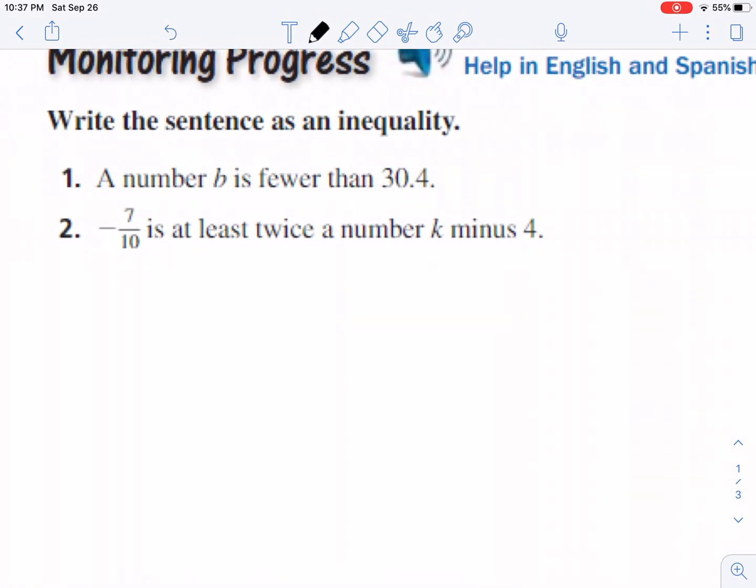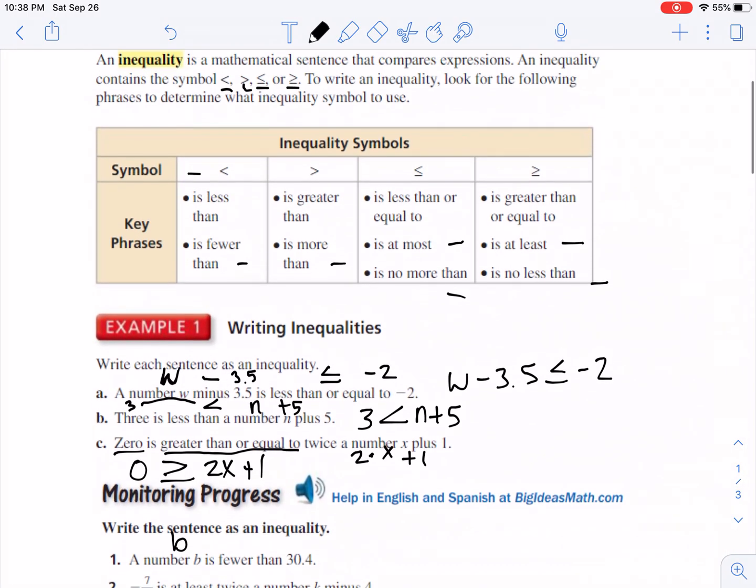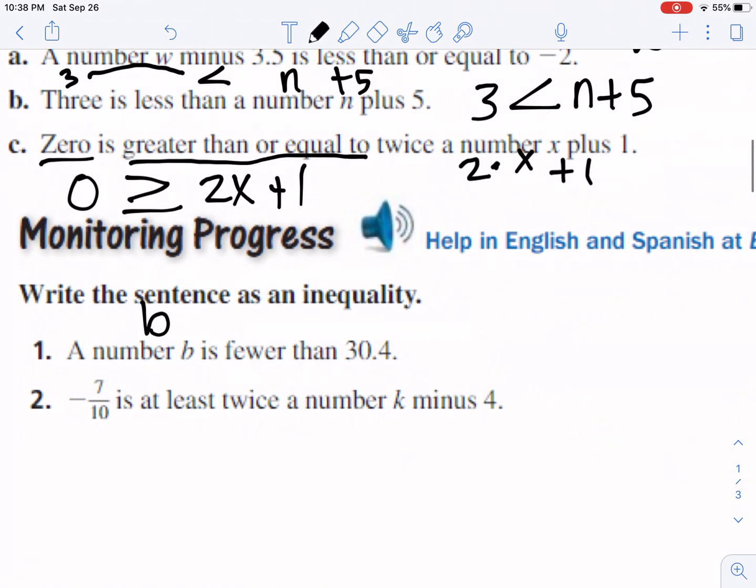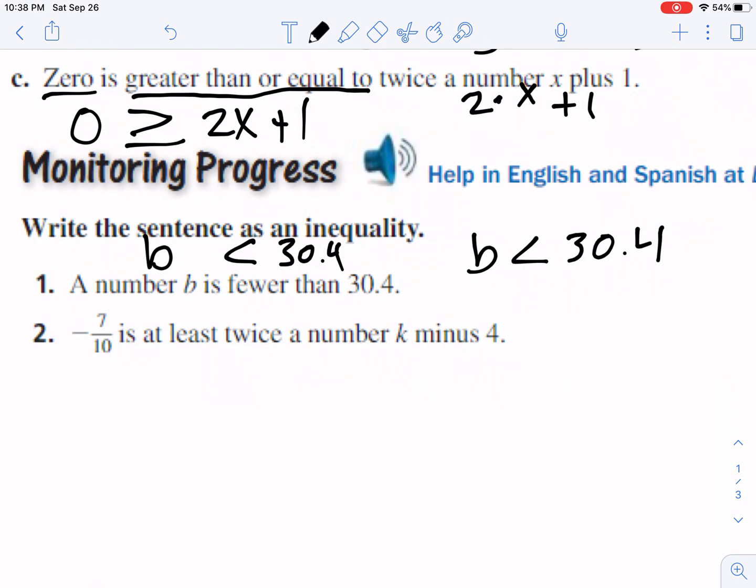So it says a number b is fewer than 30.4. Let's go back and reread it. A number b is fewer than. We'll go back to our key words. Which one of these is fewer than? This one, right? The less than symbol. If I have fewer than something, then I have less than that, right? So this is less than 30.4. So my answer would be b is fewer than, or we could say less than, 30.4.